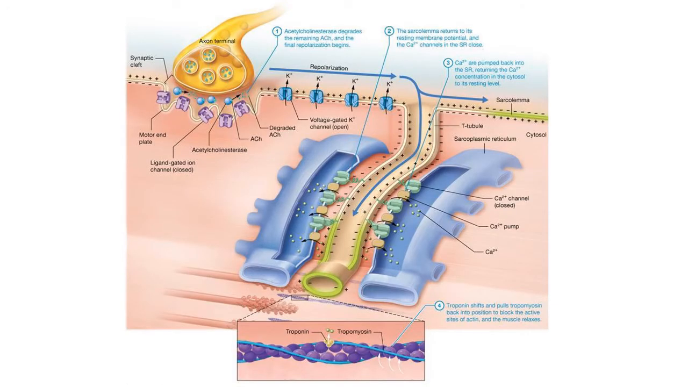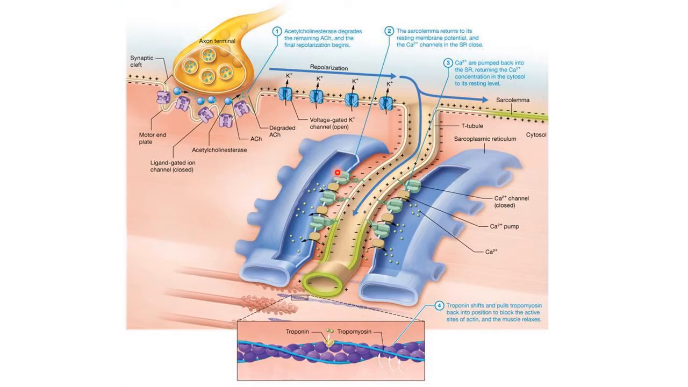The final phase of muscle contraction is relaxation. That begins as soon as action potentials stop arriving at the motor neuron's axon terminal. So when those action potentials stop, acetylcholinesterase will degrade the remaining acetylcholine in the cleft. The last action potential will finish up with its repolarization phase, so the membrane potential will return to the resting value. That will spread down the T-tubules as well, everything returning to resting values.